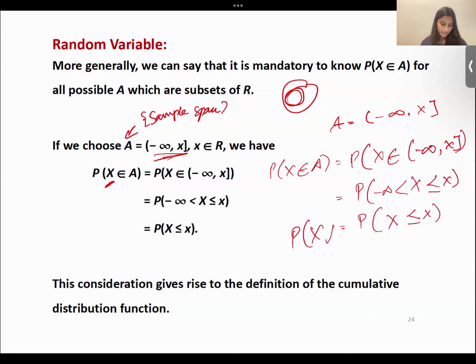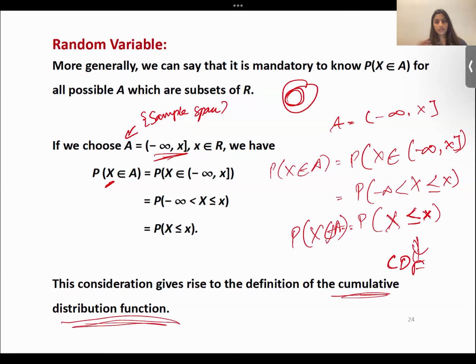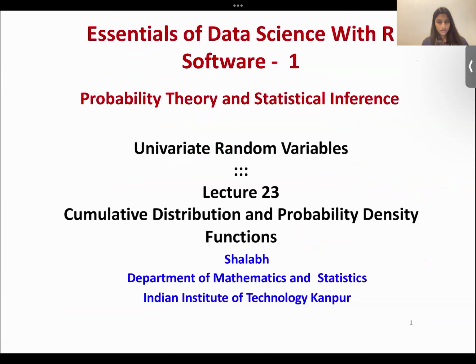This is your basic function. The probability that x belongs to A is equal to the probability that x is less than or equal to small x. This is the definition of the cumulative distribution function, abbreviated as CDF. As you learn about this further, you'll understand it better. Now let's get into the maths of cumulative distribution functions and the probability density functions that arise from these.